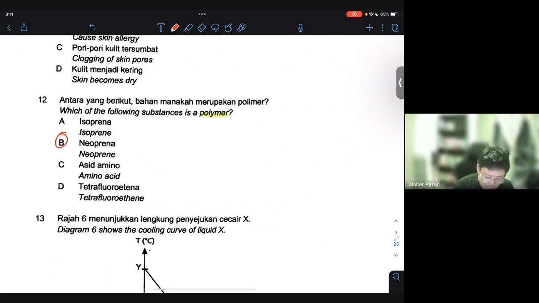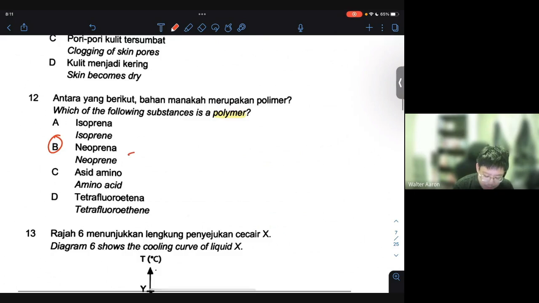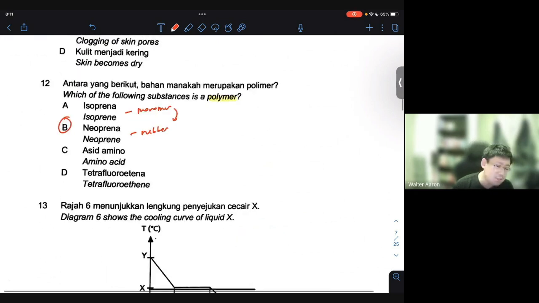sorry. Neoprene is actually rubber. Isoprene is the monomer to the rubber. All right, so that's the easiest way to answer. Amino acid itself is a monomer, cannot be really, right? Tetrafluoroethene also is technically a monomer. So this is definitely out. So therefore, the answer is B.